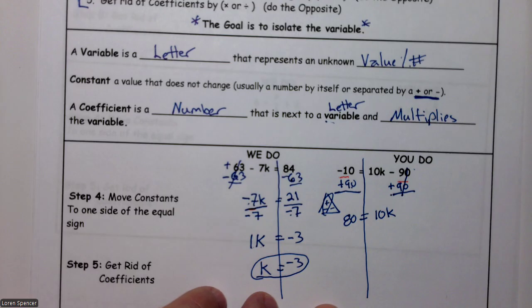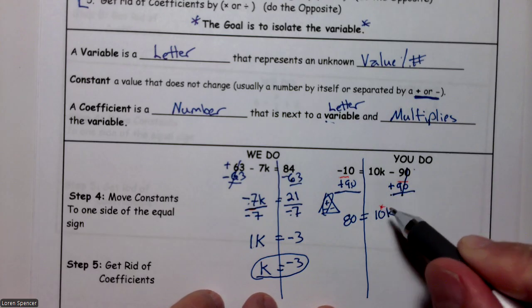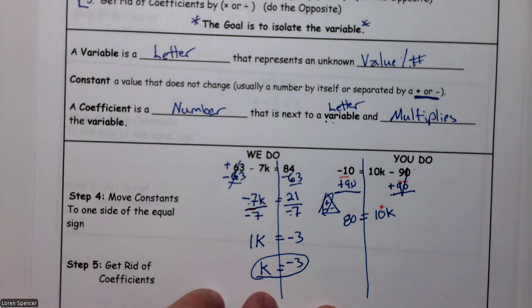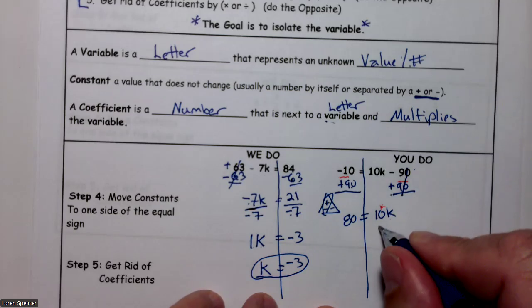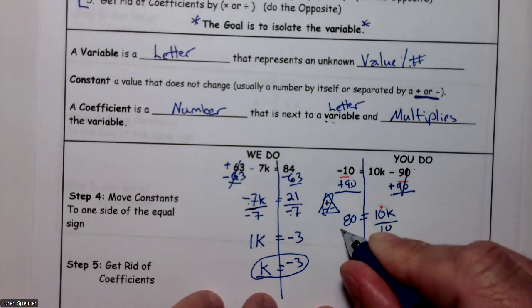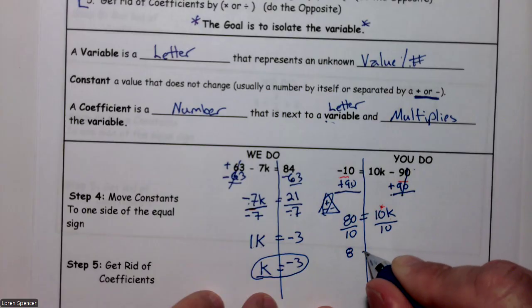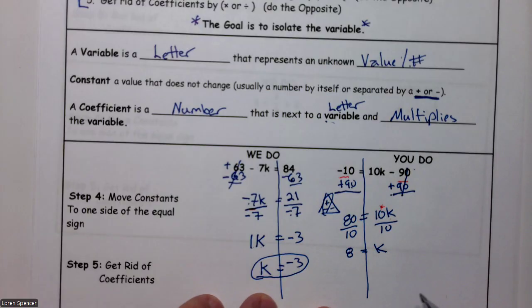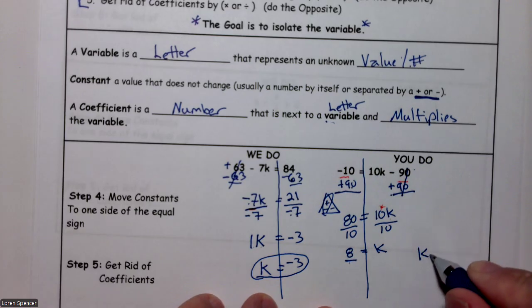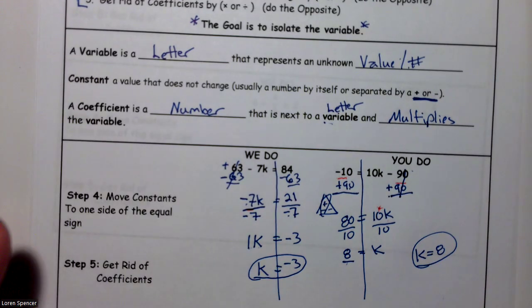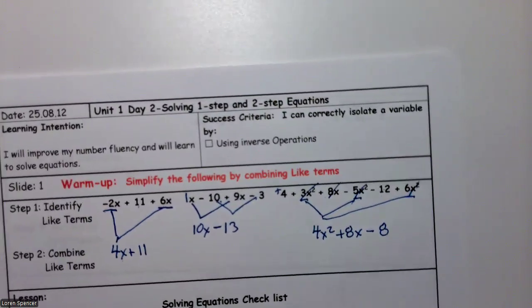All right, so now we have a coefficient. This number 10 right here that I put a star over is my coefficient. Well, it's being multiplied by k, so to undo the multiplication, I have to come back and divide. So this is 8 equals k. And that's my answer. I want to go ahead and rewrite it. So I'm going to rewrite it as k equals 8. All right, let's keep going on.